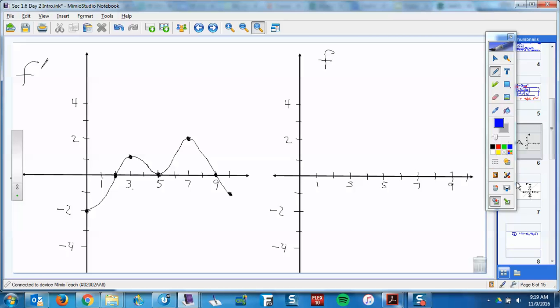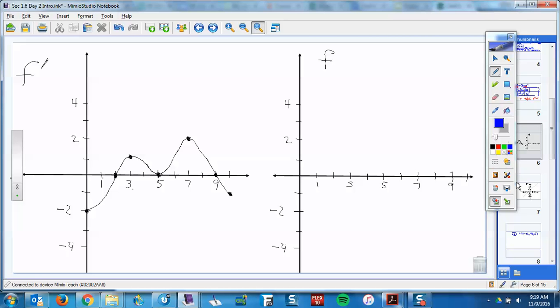To be honest, you guys could just draw it right over top on the same graph too. I don't care. You could draw the F graph right over top of the F prime graph. Matter of fact, I might do that, even though I've made that extra axis. I think I'm just going to draw it right on top. Either way, it doesn't matter.